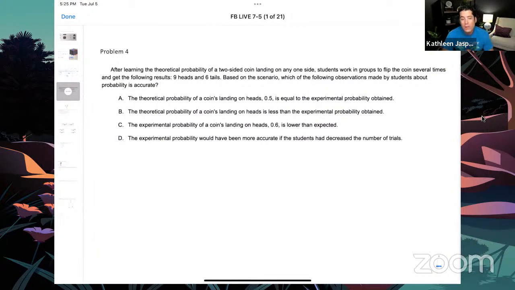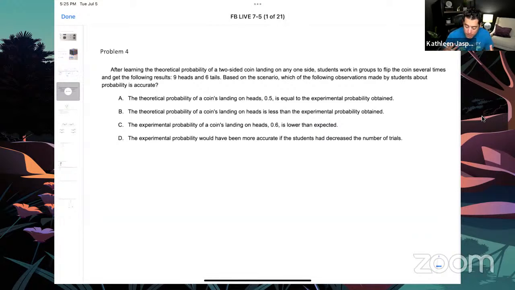Okay. So some good word problems. People have been asking for more word problems that you'll see on tests that don't necessarily deal with just numbers and doing the math, so I like to throw some of these in every now and then. It says, after learning the theoretical probability of a two-sided coin landing on any one side, students work in groups to flip the coin several times and get the following results: 9 heads and 6 tails. Based on the scenario, which of the following observations made by students about probability is accurate?